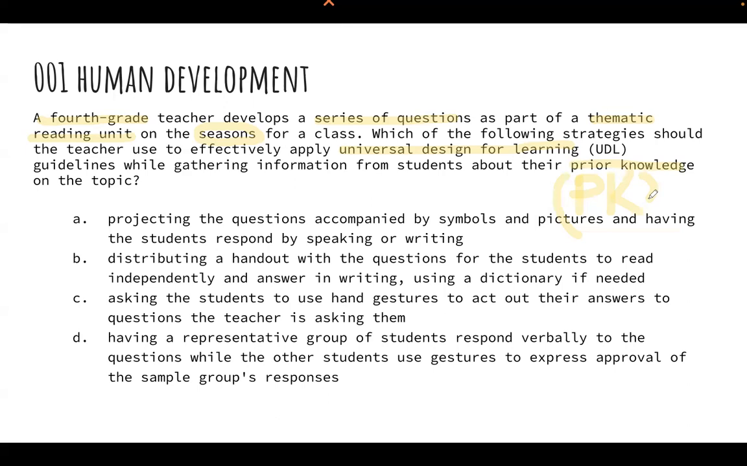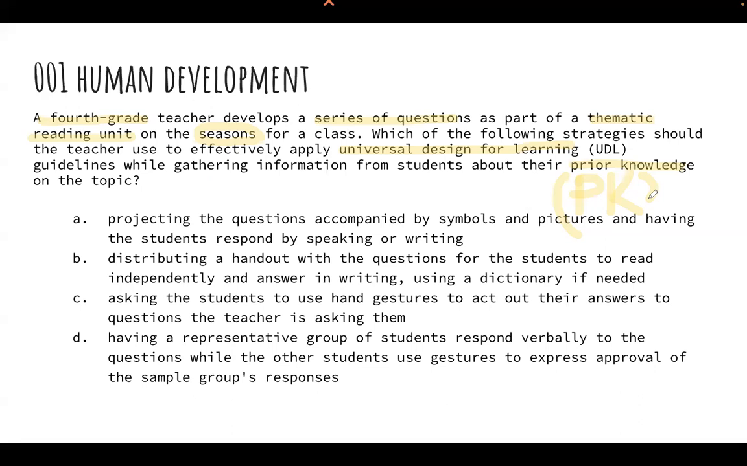A, projecting the questions accompanied by symbols and pictures and having the students respond by speaking or writing. B, distributing a handout with questions for the students to read independently and answer in writing using a dictionary if needed. C, asking the students to use hand gestures to act out their answers to the questions the teacher is asking them. D, having a representative group of students respond verbally to the questions while the other students use gestures to express approval of the sample group's responses.